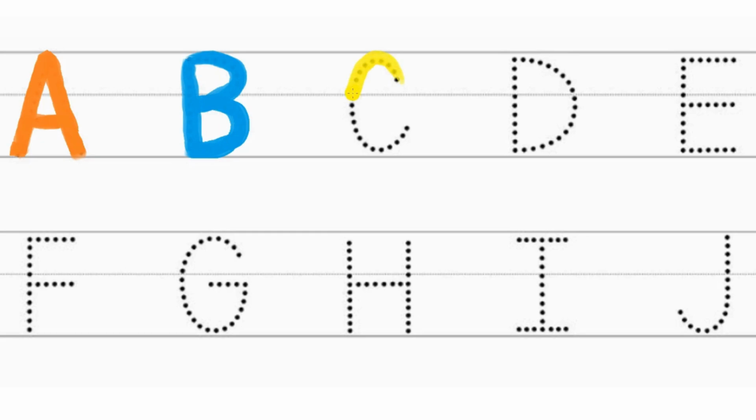Let's write C now. To write D, first make a straight line and then draw a curve starting from the top and joining at the bottom.